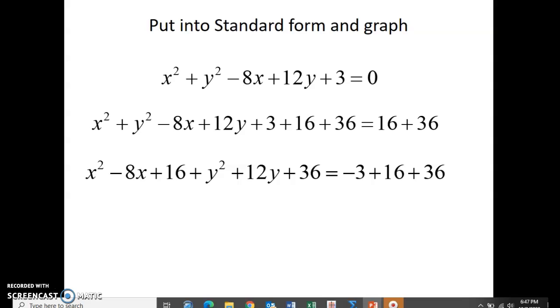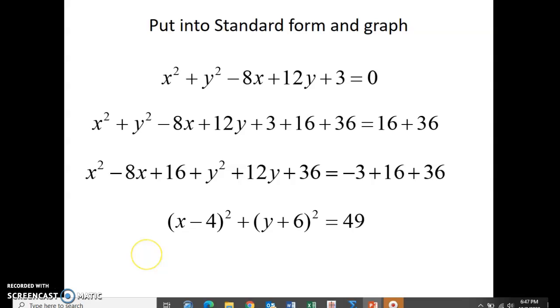Okay. Now we can take the factorization. Since we took negative 8 divided by 2, it's going to be negative 4. And then we took 12 divided by 2, it's going to be positive 6. So it's going to be (x minus 4) squared plus (y plus 6) squared. And then when you add up 36, 16, and negative 3, you'll get 49. So that's the equation you should have gotten for your standard form.